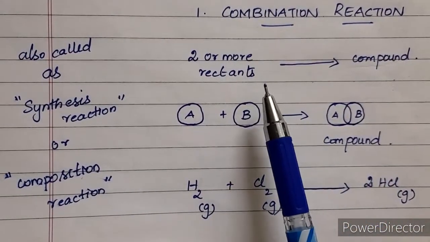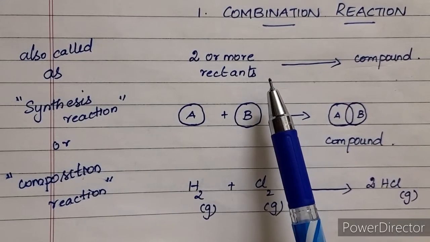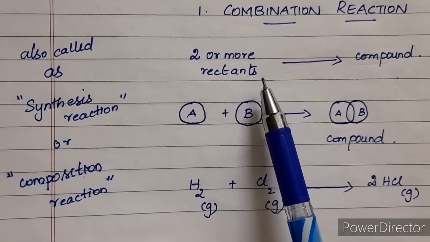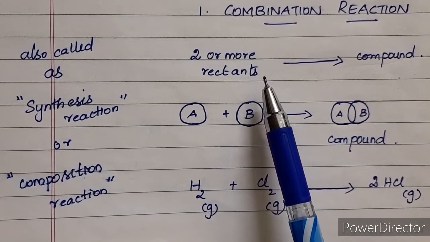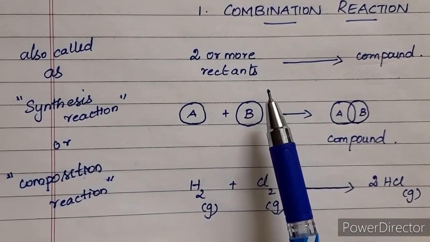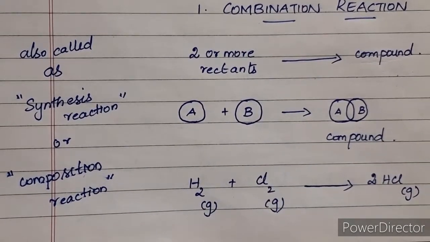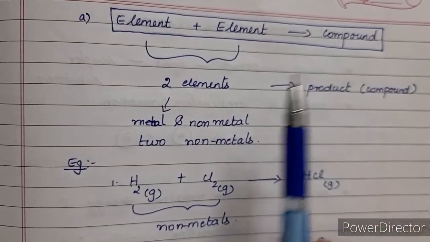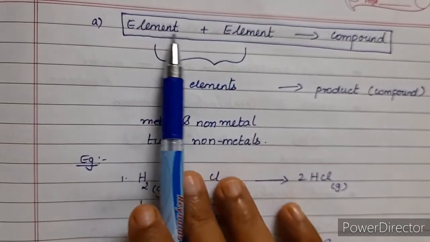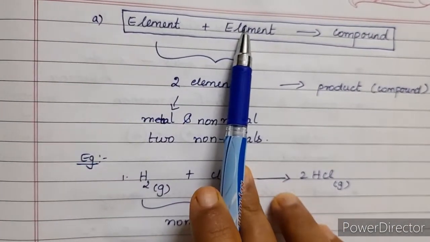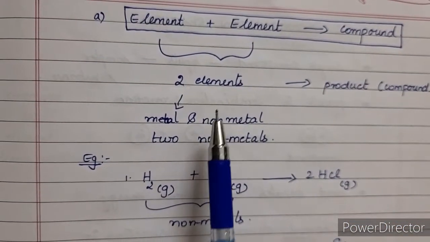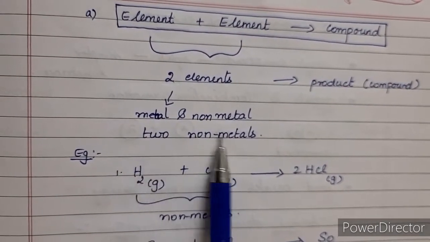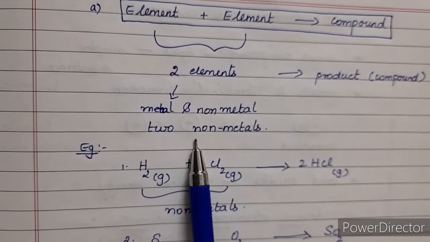Now in combination reaction we said that it is further classified into three types, isn't it? Element plus element gives the compound, compound plus element gives the compound, and the last one is compound plus compound gives the compound, isn't it? Now let's discuss them one by one. Now the first type is element plus element gives a compound, isn't it? Now here the reacting species are elements. Two elements combine together to form the compound. Now out of these two elements, one can be a metal, another can be a non-metal, or both the elements can be non-metals, right? So these are the possibilities.